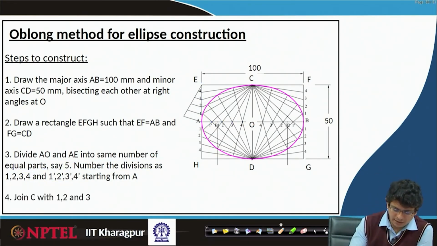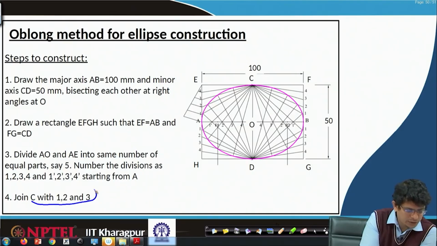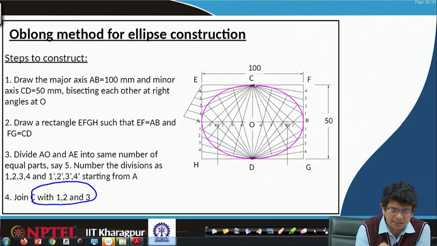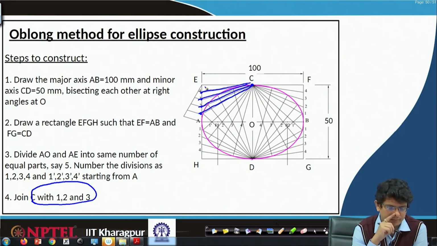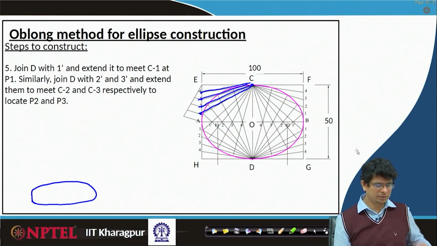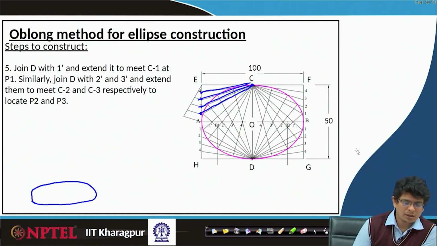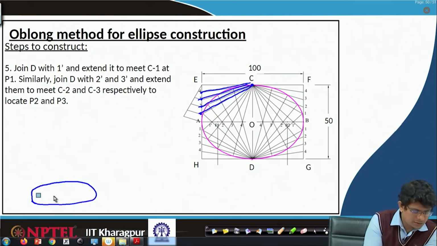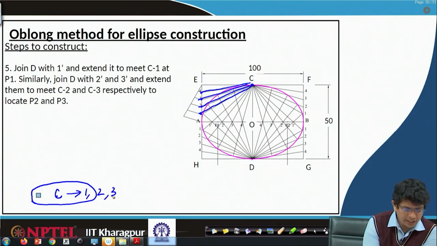Once it is done, join C with points 1, 2, 3. C is this, 1, 2, 3, 4 on the side axis. So, from there draw lines, first one, second one, third one, fourth one. From C, we are going to connect points 1, 2, 3 and 4.